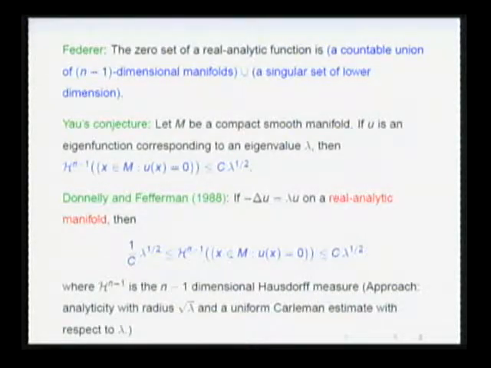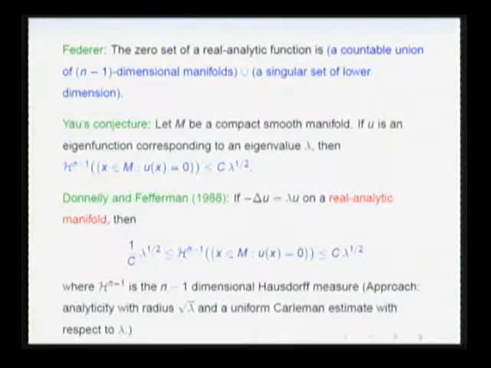So a lot of results were done by Donnelly and Fefferman, but they were limited to eigenvalues and eigenfunctions. So Laplacian u equals lambda u on real analytic manifolds, then upper and lower bounds are comparable to square root of lambda. So it's a really, really sharp result for real analytic manifolds. And we'll talk a lot about upper bounds.